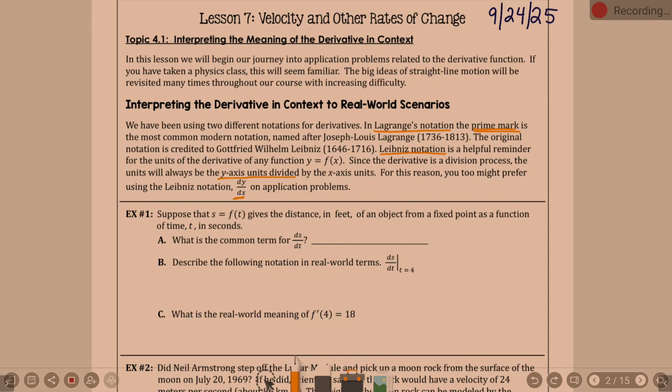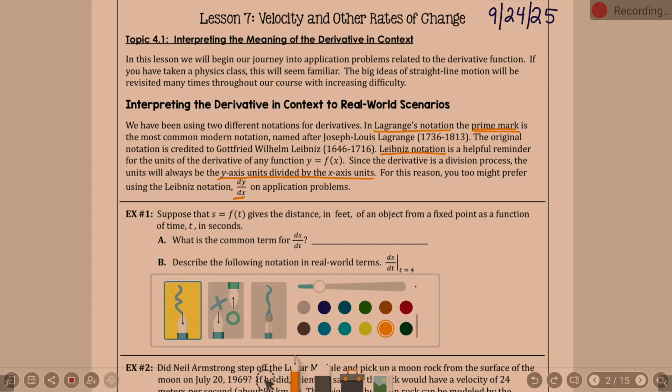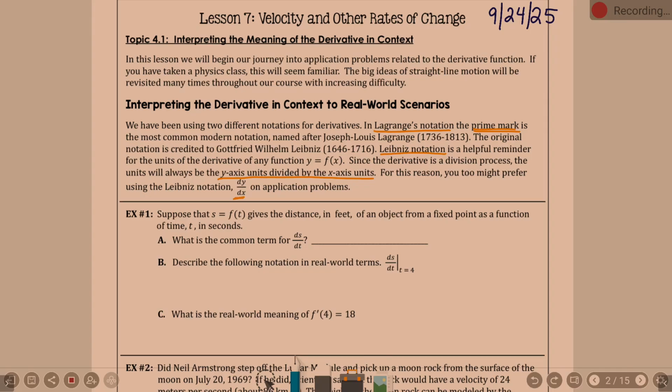Okay, so a little bit of information there. Okay, so suppose that s equals f of t gives the distance in feet of an object from a fixed point as a function of time t in seconds. So notice that the original function is defined as a distance. What is the common term for ds dt? So the derivative of s with respect to t. What would be the derivative of distance?